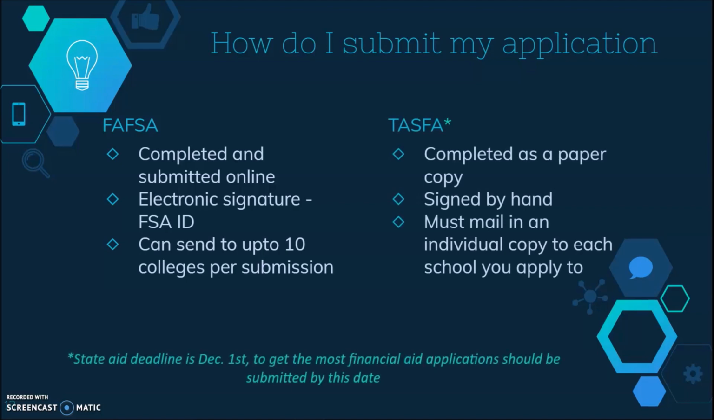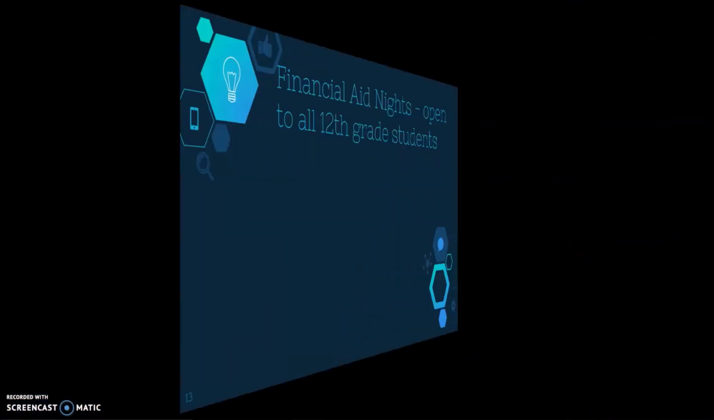The TASFA must be completed as a paper copy or PDF and signed by hand by both the student and the parent. After it is complete, you will need to make copies and send it to each school in the state of Texas where you applied. Additionally, the state aid priority deadline is December 1st. If you are only eligible for state aid, you will receive the most financial assistance by being accepted and submitting your financial aid application before the December 1st deadline.